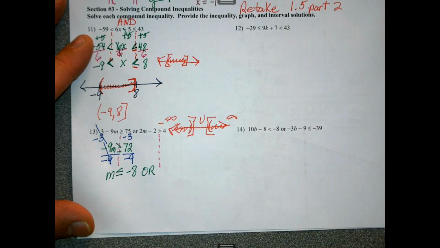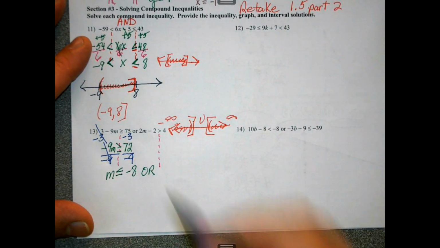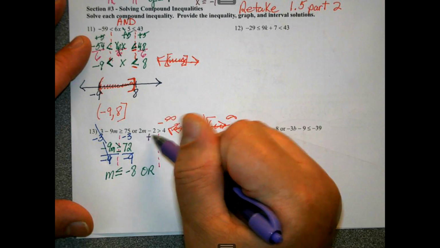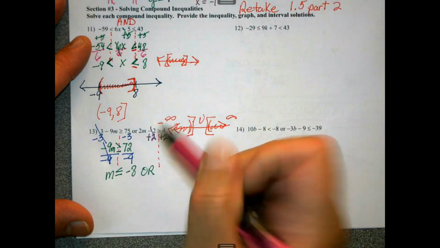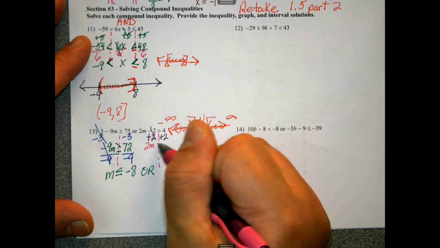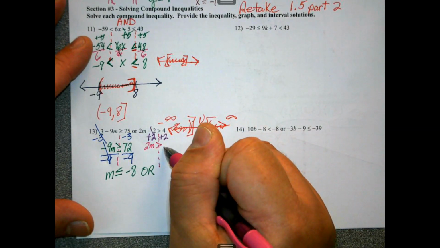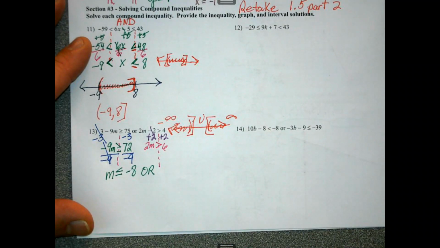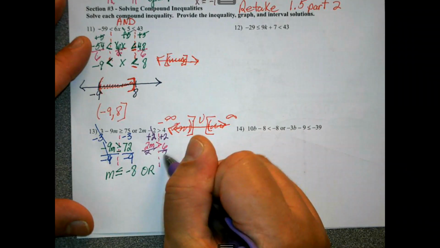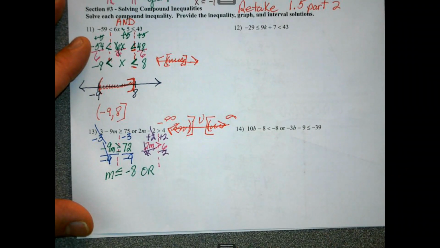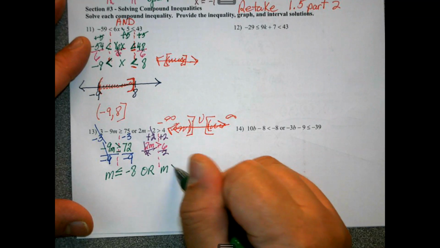Or solve the other inequality. Add 2, add 2. I get 2m is greater than 6, divided by 2. So I get m is greater than 3.